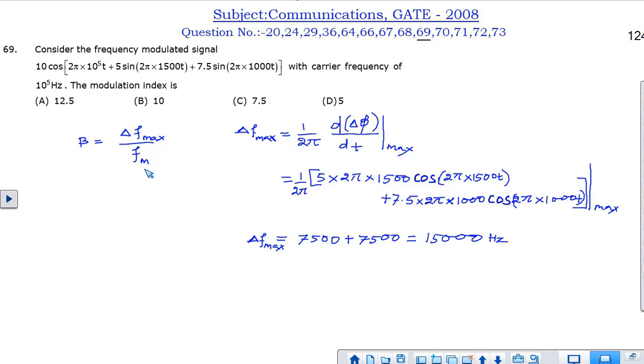Now we have to see what is fm, that is the maximum modulating frequency. The maximum modulating frequency is the maximum of the two frequencies. Here it is 1500, here it is 1000, so fm is 1500 hertz. So what is the modulation index? Modulation index is the ratio of delta f max to fm. So 15,000 divided by 1500 is equal to 10. So the modulation index is simply 10. Hence B is the correct answer for question number 69.